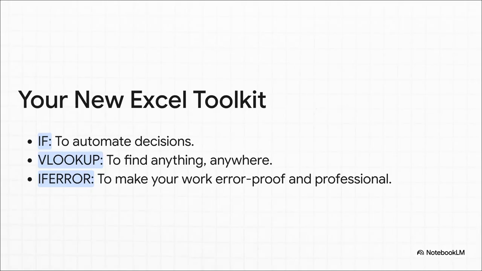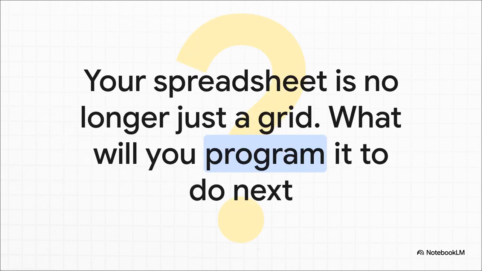So, there you have it. In just a few minutes, you've added 3 incredibly powerful tools to your Excel toolkit. You've got IF to automate decisions for you. You've got VLOOKUP to find absolutely anything, anywhere in your data. And you've got IFERROR, the secret to making everything you build look totally error-free and professional. With just these few building blocks, your spreadsheet is no longer just a static, boring grid of boxes. It's now an interactive tool. It's a platform that's waiting for your instructions. So the only real question left is, what are you going to program it to do next?